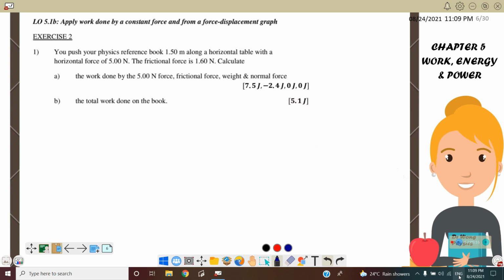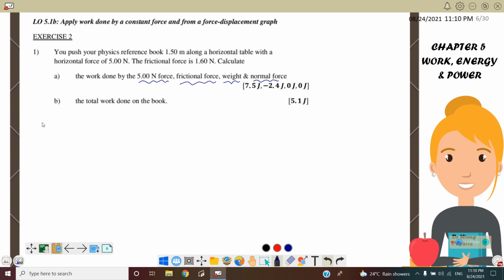You push your physics reference book 1.5 meter along a horizontal table with a horizontal force of 5 Newton. The frictional force is given as 1.6 Newton. So they ask you to calculate the work done by the 5 Newton force. This is actually the external force, the frictional force, weight, and also normal force. So we need to calculate the work done by each of the forces.